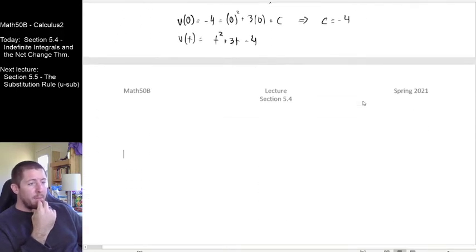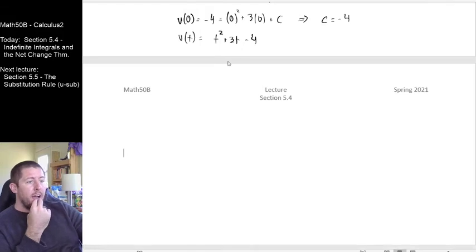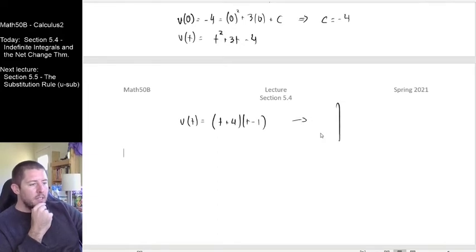Now I've got to stop and think about my velocity expression right here. I can write this as t plus 4 times t minus 1. That's my factored form, which says to me this looks like a parabola with roots at time 1 and at time negative 4.